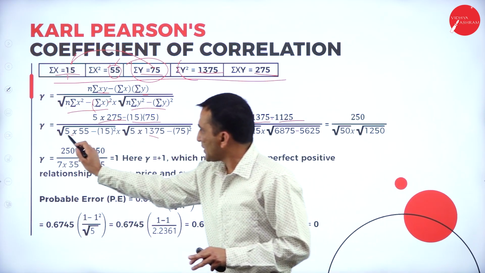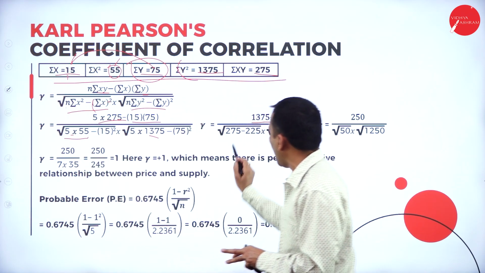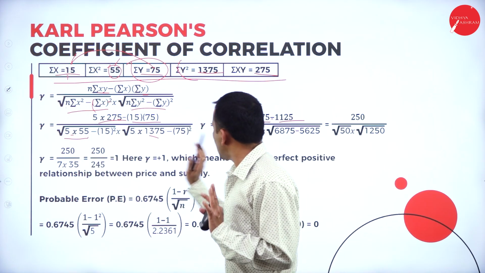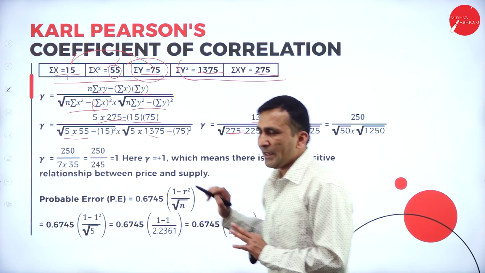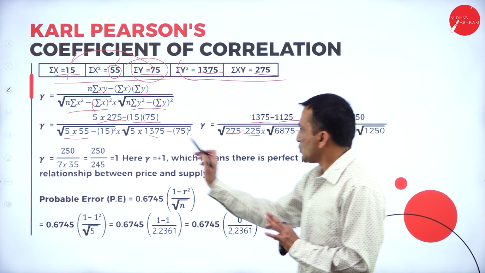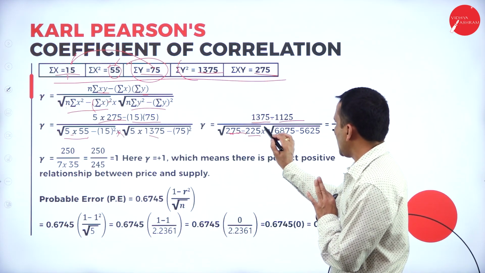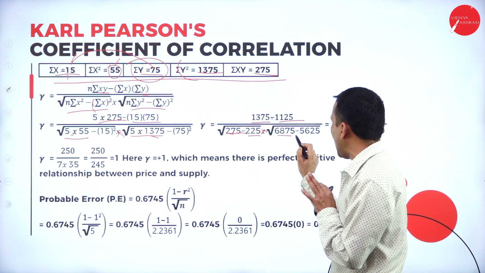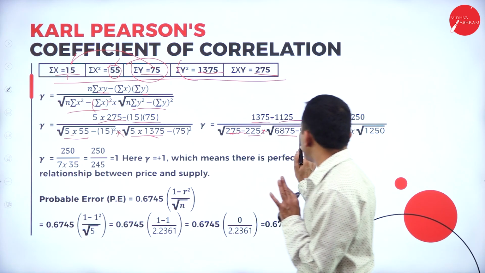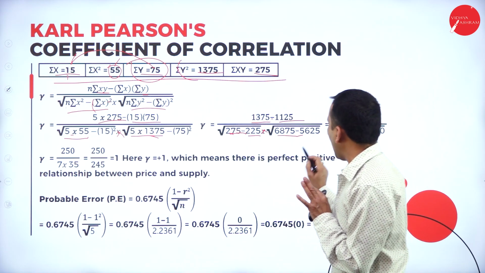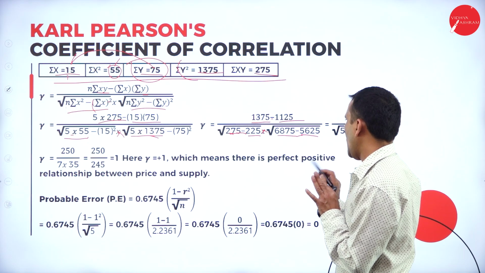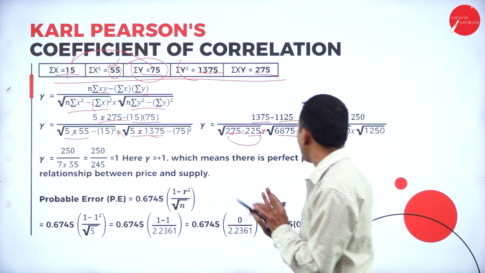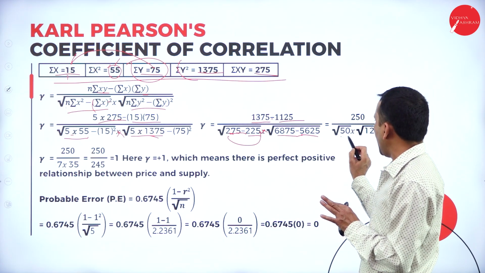The same thing, first you need to simplify: 5 into 55 is 275. The minus sign as it is, 15 into 15, 2 times, is 225. The multiply symbol as it is. Again you have to multiply, you are getting 6875. The minus sign as it is, 75 into 75, 2 times, is 5625. Now you need to subtract.